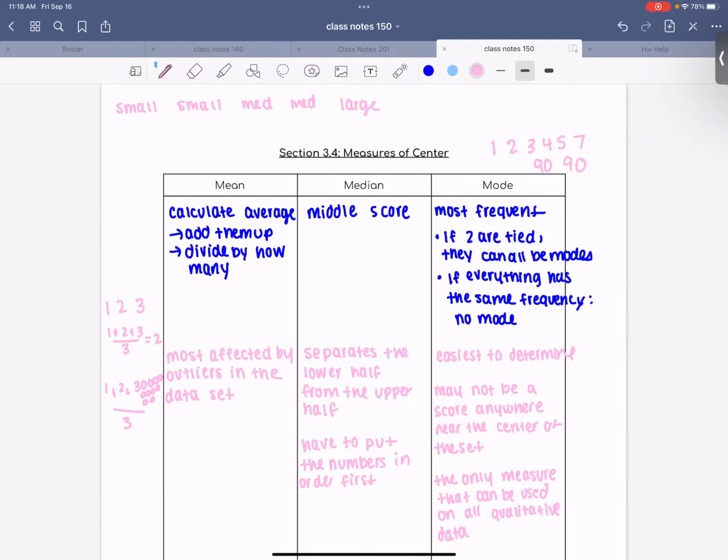Okay, let's talk about this last one under mode. This one says that it's not dependent on all the values of a data set. Anyone want to debate this one being on the mode? It's not dependent on all the values of a data set.